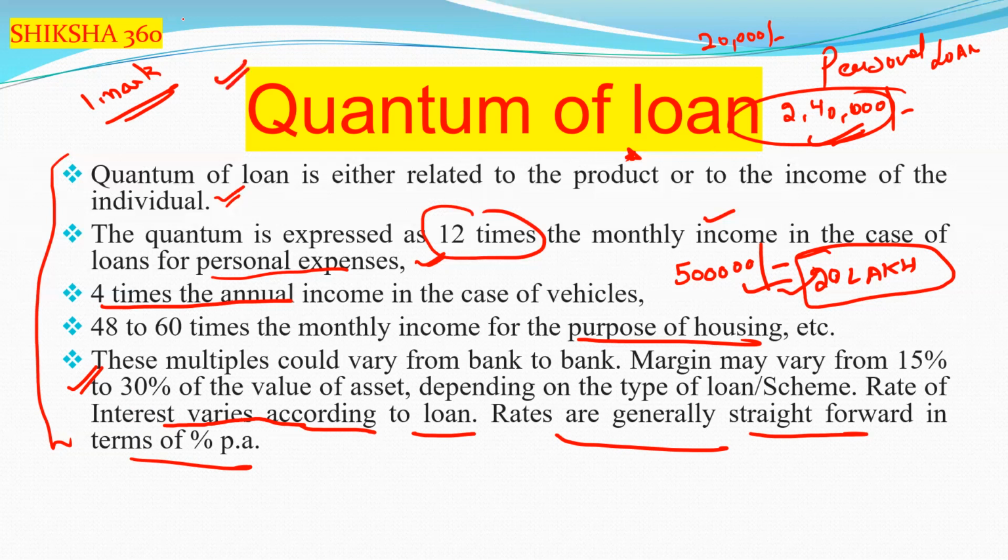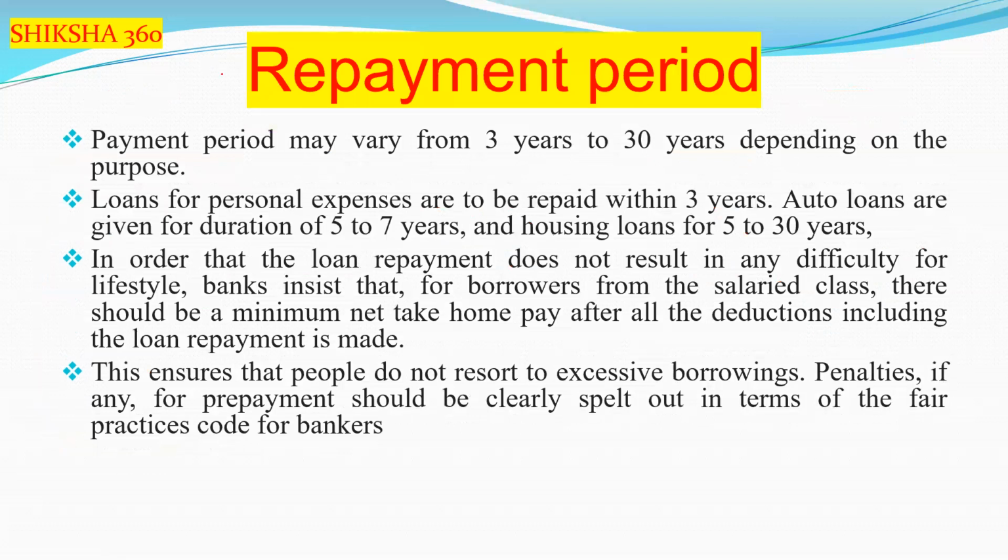Next, we have to discuss the repayment period. The repayment period may vary from 3 years to 30 years, depending upon the purpose of the loan. Like loans for personal expenses, which are to be repaid within 3 years.